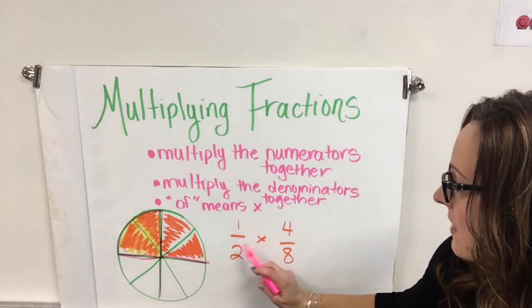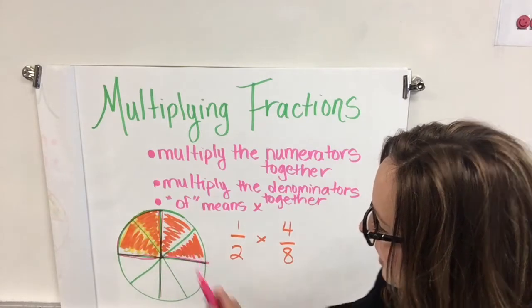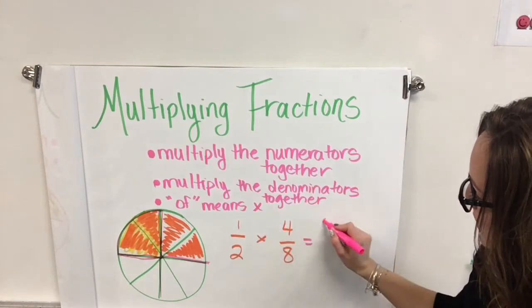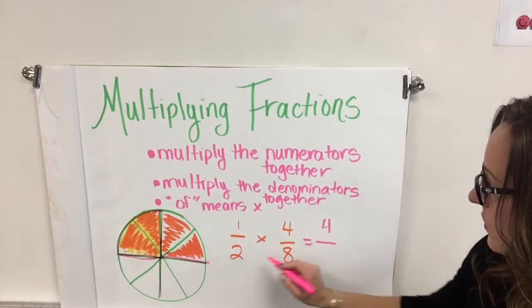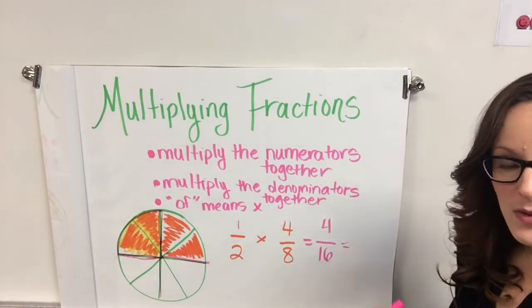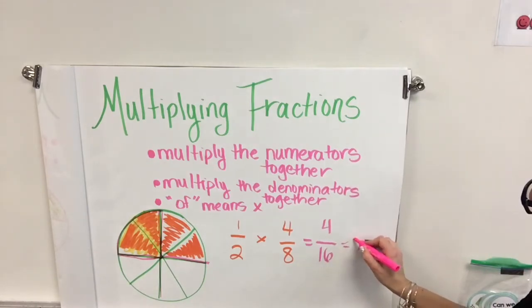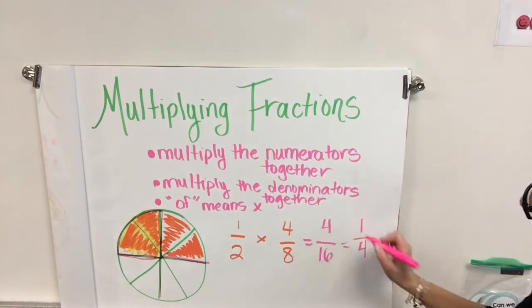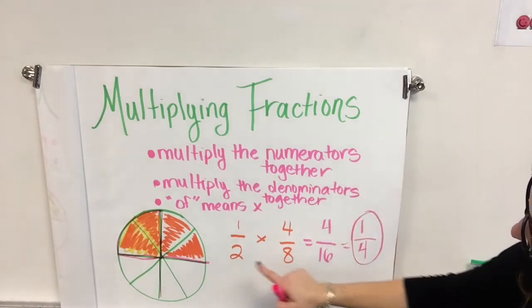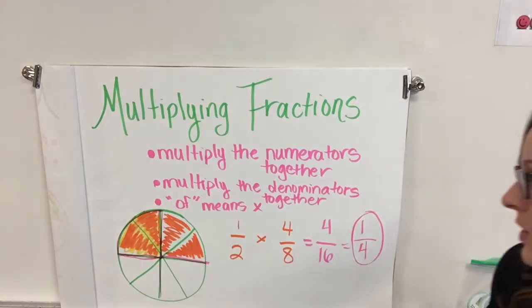So 1/2 of 4/8, 1/2 of the 4/8 that I put on my plate to eat, is going to equal 1 times 4 is 4, and 2 times 8 is 16. Well, 4/16 can be reduced because 4 goes into 16 4 times. So 16 divided by 4 is 4, and 4 divided by 4 is 1. So in fact, 1/2 times 4/8 equals 1/4, which is exactly what I showed you here.